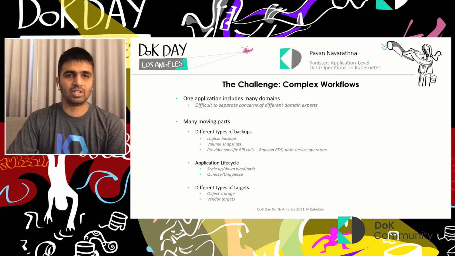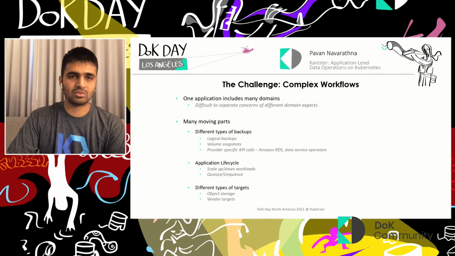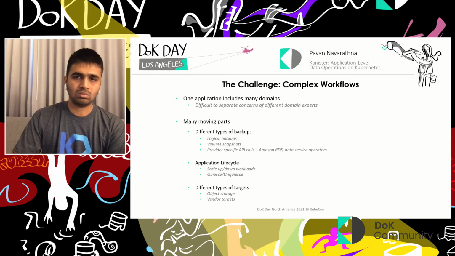Then we have different infrastructure moving parts. You would have to select different types of backups, whether it's logical volume snapshots or even provider specific like Amazon RDS. And some applications require scaling up and scaling down during this snapshot process. Then once the snapshots are taken, you need a destination for these snapshots. You either move them out to an object store or even NFS or a file storage. So a good data management approach would have to be able to provide a way to coordinate among all these things and implement these complex workflows.